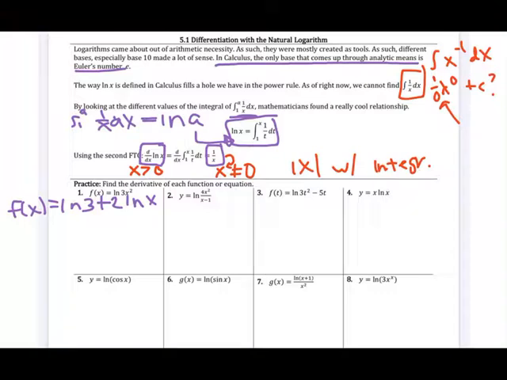So the derivative of natural log of 3, that's the derivative of a constant, that's going to be 0. The derivative of 2 natural log of x, well, the derivative of natural log of x is 1 over x. So this is going to be 2 over x.